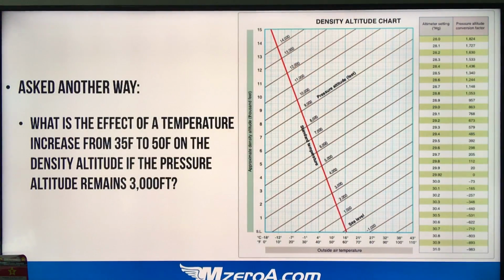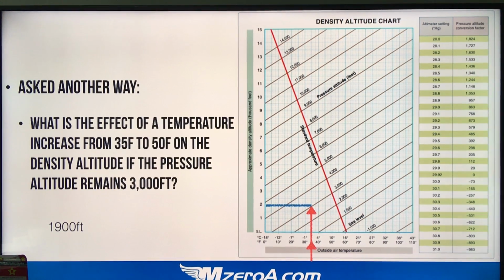Let's look at another one asked a little bit differently. What is the effect of a temperature increase from 35 degrees Fahrenheit to 50 degrees Fahrenheit on the density altitude if the pressure altitude remains at 3,000 feet? Well, you just have to think about this differently. Let's calculate it twice. Let's calculate it once for 35 degrees Fahrenheit up to my pressure altitude of 3,000 feet, take it straight on across, and I get a density altitude of, let's call it roughly about 1,900 feet.